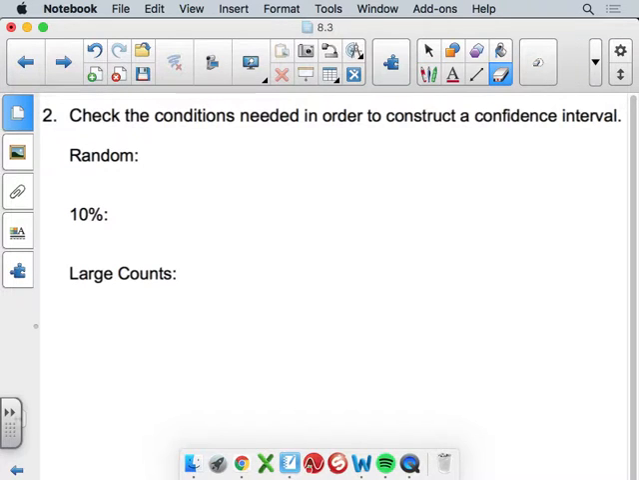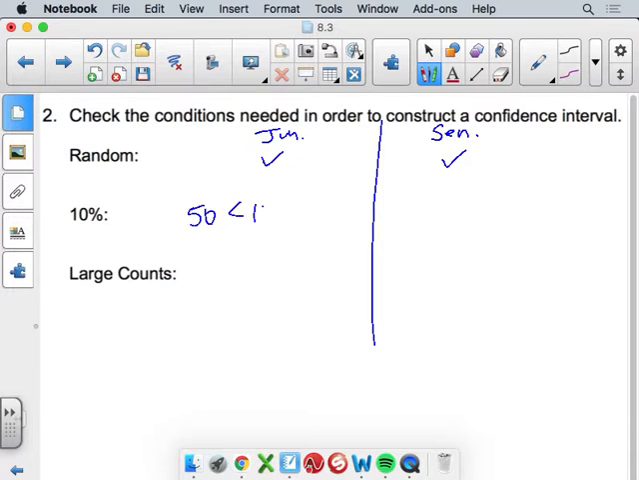What you need to do is check the 3 conditions for both juniors and for seniors, so I'm going to kind of split it. Okay, did we do a random sample of both juniors and seniors? That would just be a check. Yes, it said a random sample of 50 and a random sample of 45. Okay, is a sample size of 50 juniors less than 10% of all juniors?